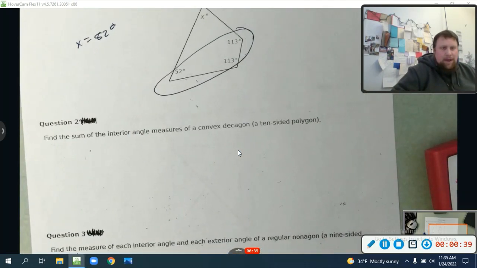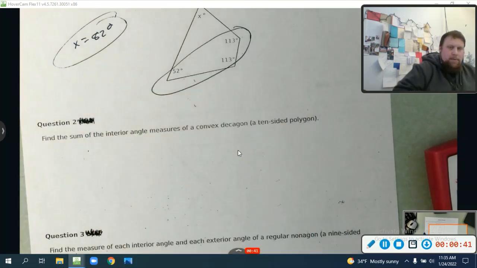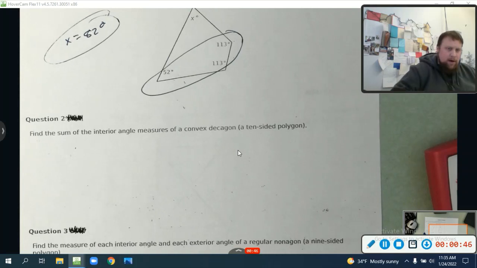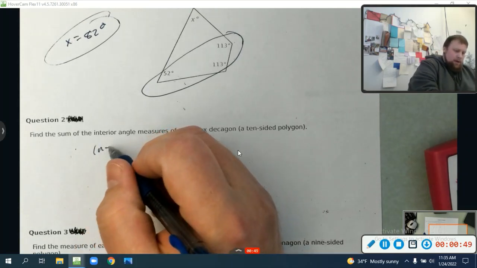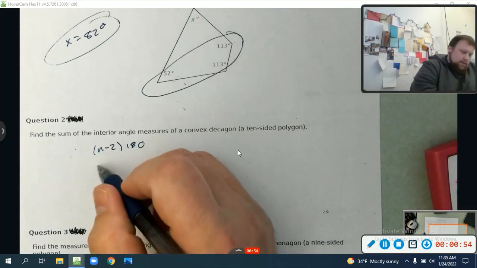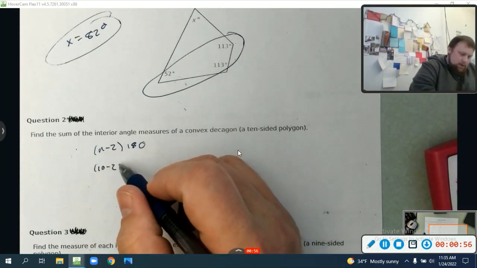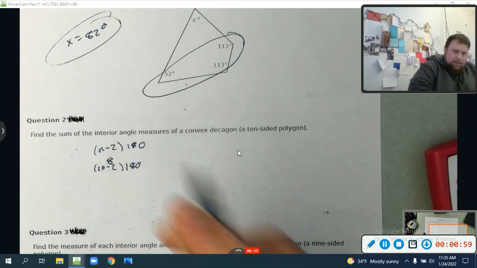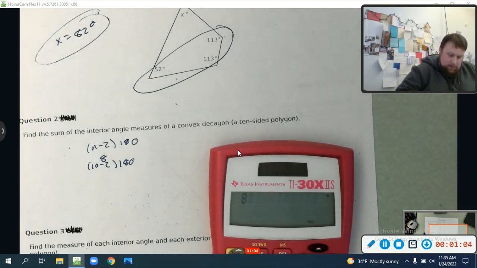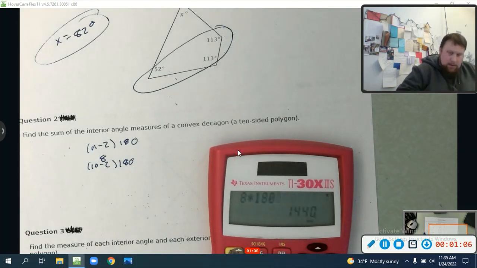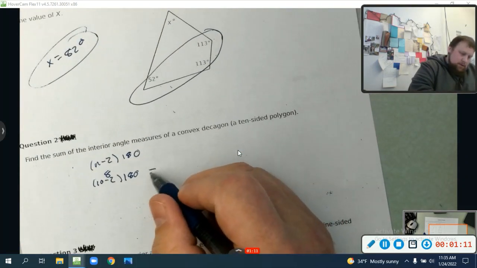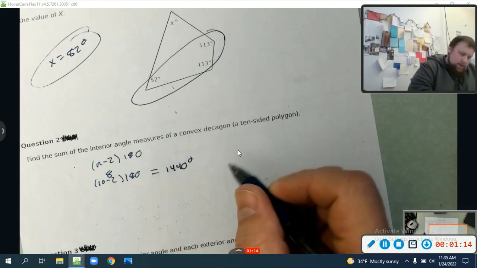Find the sum of the interior angles. That's it, by the way, right there. Of the interior angles measure of a convex decagon, a 10-sided polygon. All right, interior angles. We have that formula: n minus 2 times 180, where n is the number of sides. So I'm going to have 10 minus 2 times 180, which is 8 times 180. So 8 times 180 equals 1440. So this equals 1,440 degrees is the sum of the interior angles.